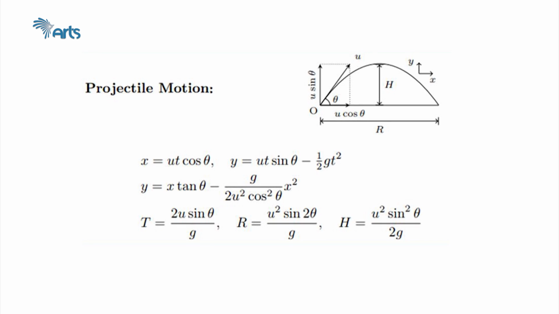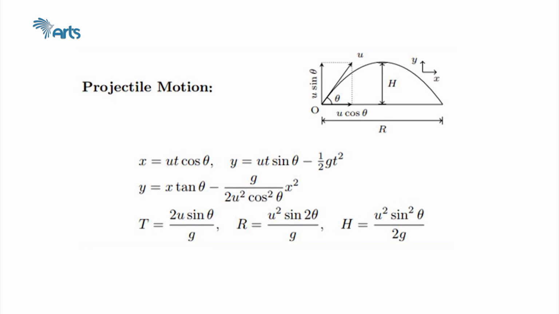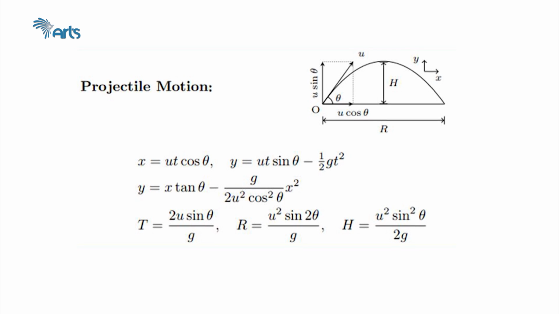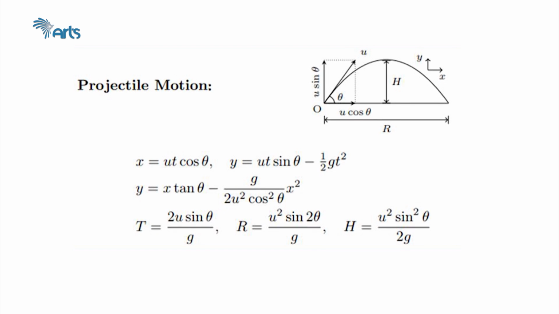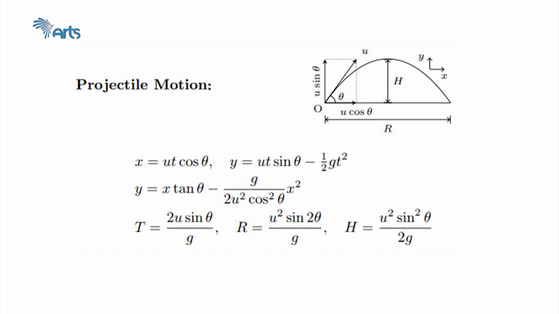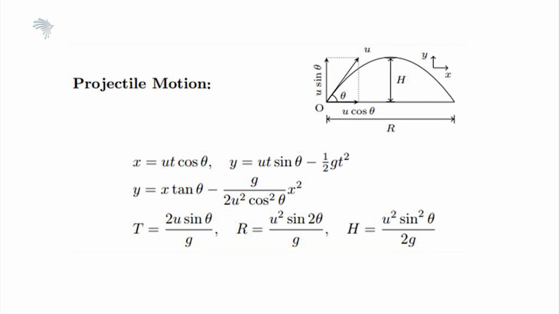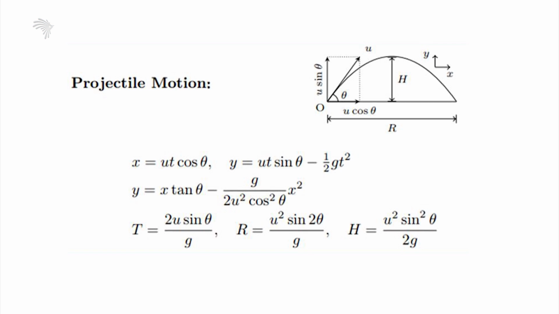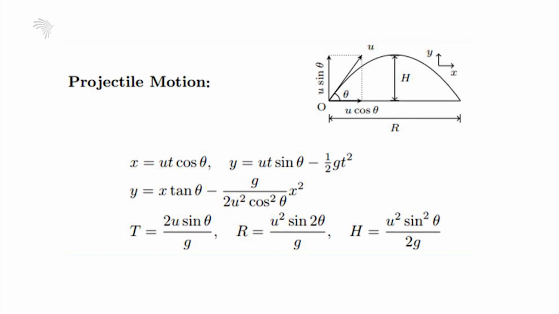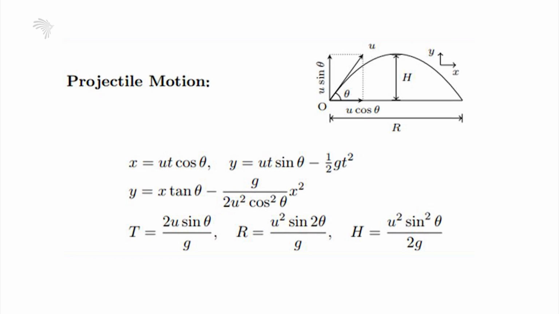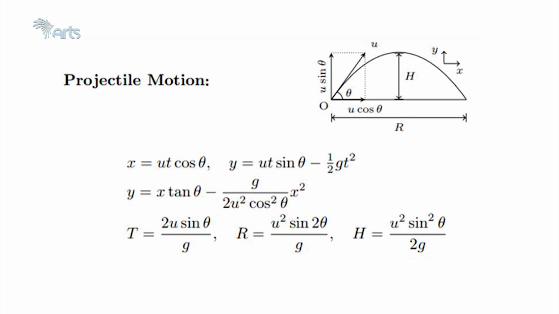For instance, to calculate the horizontal distance x, sometimes called r, which is the range, it is calculated by v naught times t times cosine of theta, where v naught cos theta, or u cos theta, is the x component of the initial velocity, or the horizontal component of the initial velocity. To find the total time of flight of this path or trajectory, you can calculate t equals 2u sine theta over g. Again, here u sine theta means the vertical component of this initial velocity.